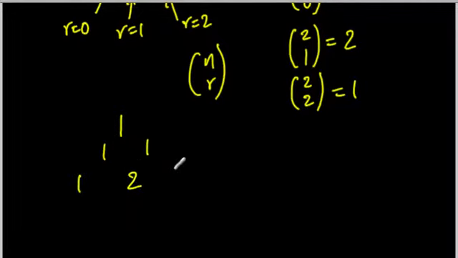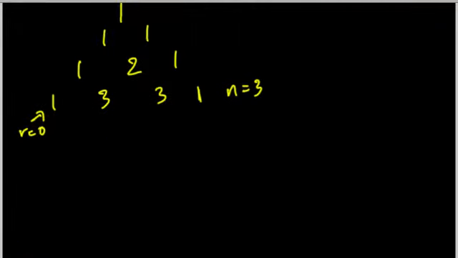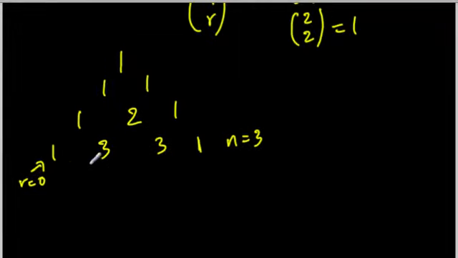Let's try another row. Let's try 3, 3, 1. So this is n equals 3. I'm just going to extend the page a little bit. This is r equals 0, this is r equals 1, this is r equals 2, and this is r equals 3.